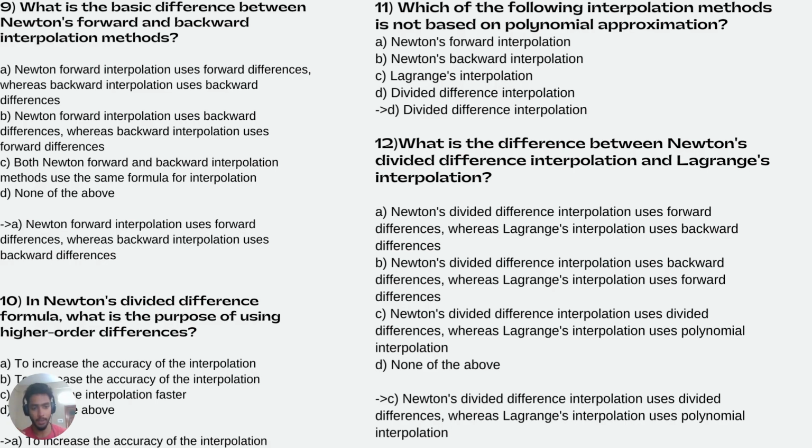I mean, there are six elements. We have to go from first to second, Newton forward is used. We have to go from sixth to fifth, then Newton backward is used. So yeah, A is going to be our answer. Moving on to question number 10.